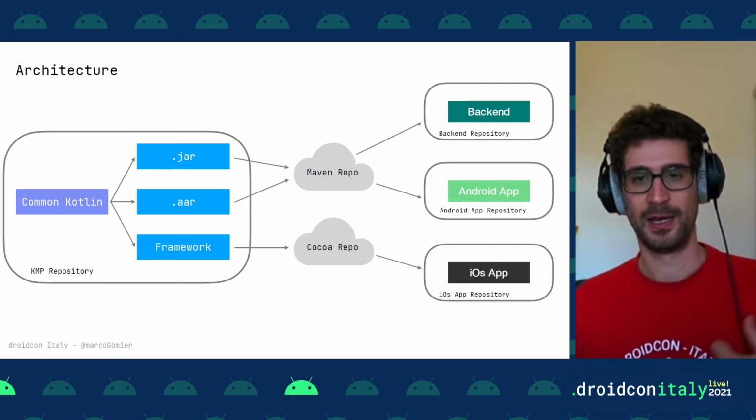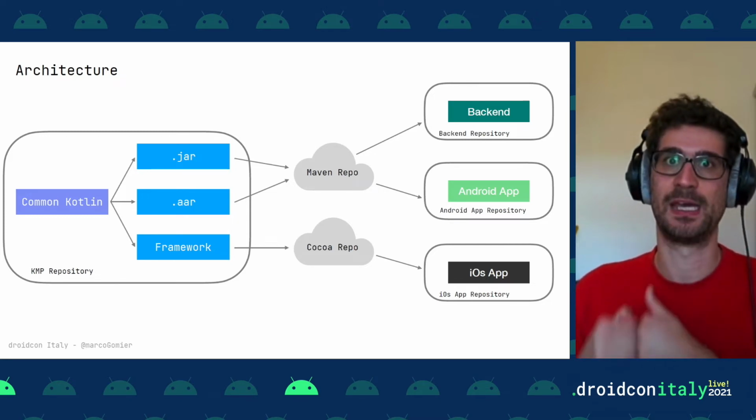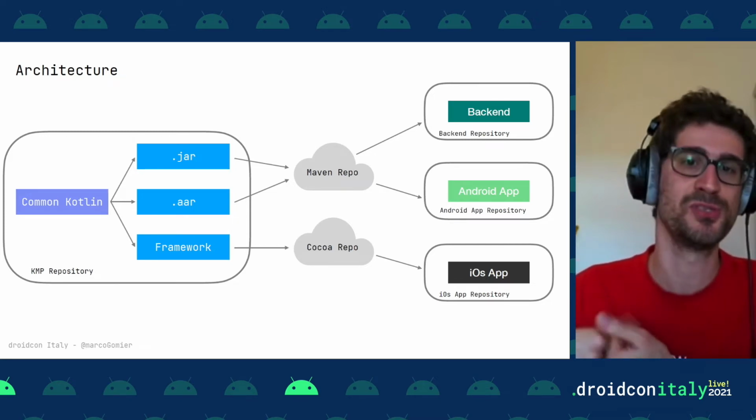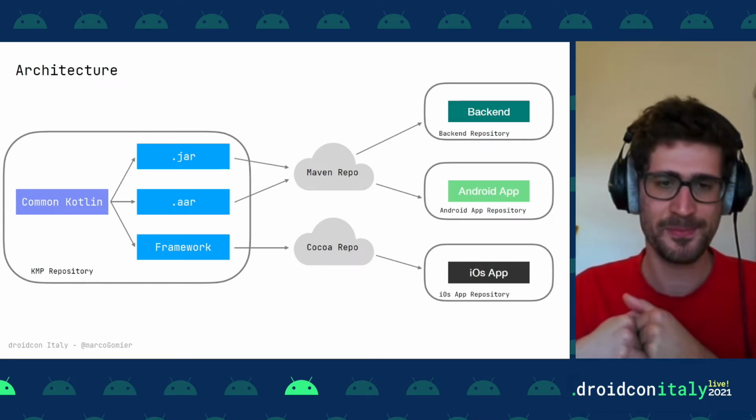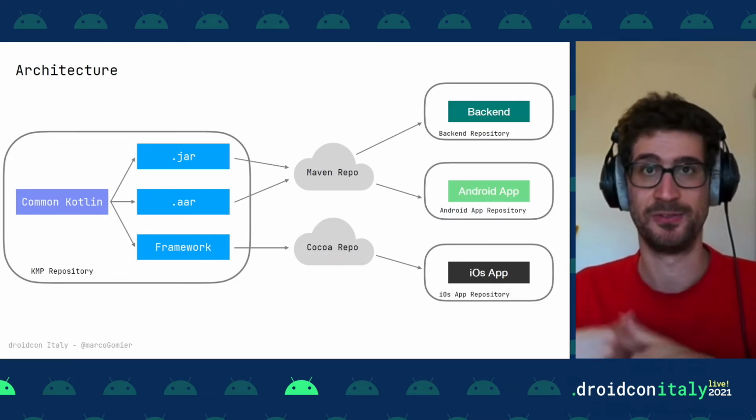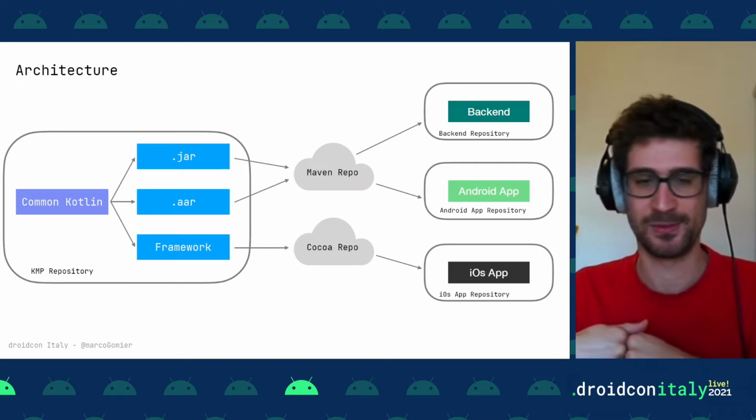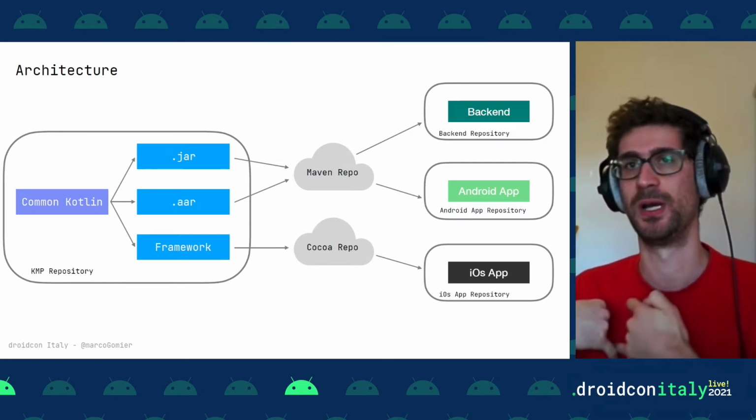For the JVM world, so for Android and the backend, we used, and you can use, Maven, because it's mostly the standard one. And for iOS, instead, there are different things that you can use. We went with the CocoaPods dependency manager because we were already using it.